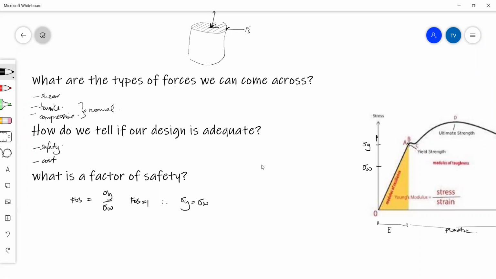Would you trust your life in a part that has a working stress equal to the material's maximum stress that it can take? Would you trust a part that has a working stress equal to its yield stress?